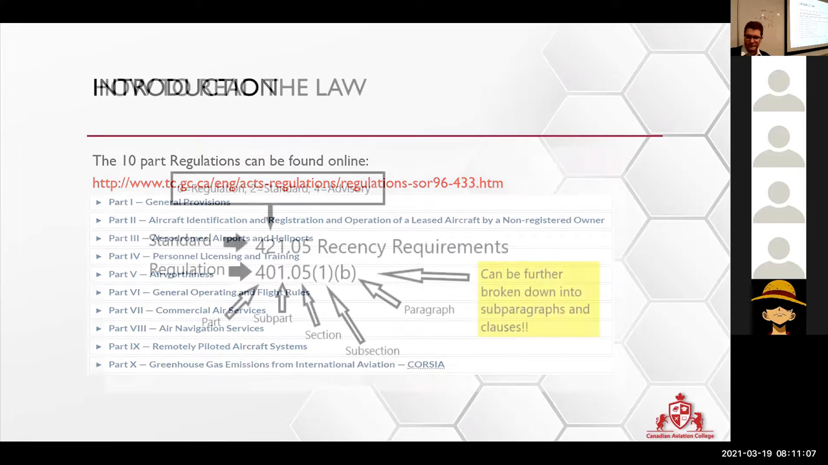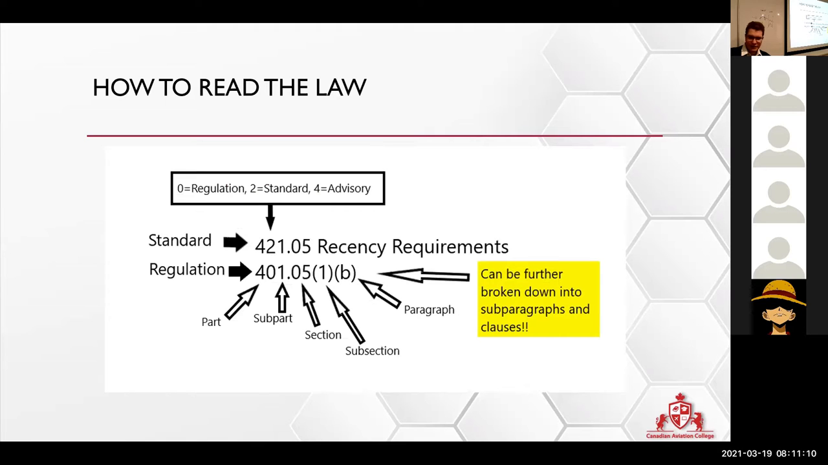If you want to write that down, you can. I would say write down at least that 4 is advisory. That would be an important part over here. So you have your parts, either regulation, standard, or advisory. And then the subpart, and then the section, to the subsection, to the paragraph. So it's all basically divided into each subsection, and that's really all you need to know.